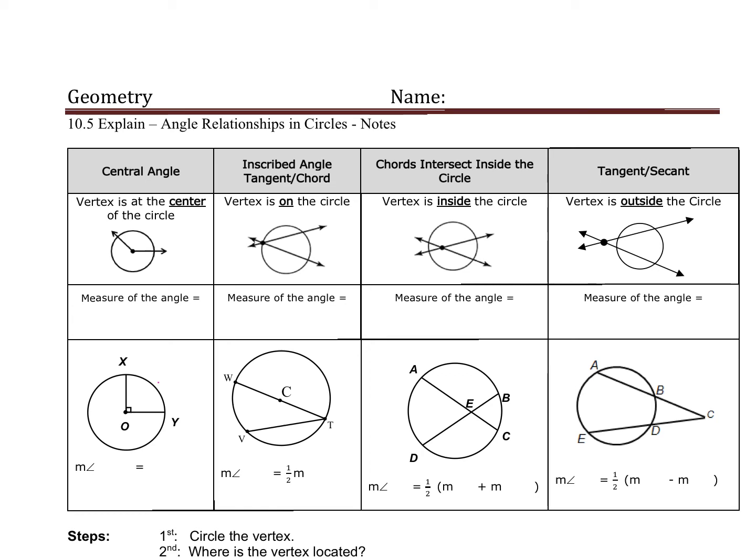All right, so today's lesson we're going to be talking about 10.4 and 10.5. The first thing we're going to talk about is a central angle. The vertex is on the center of the circle, so please circle the vertex. As you can see, it's on the center of the circle. Remember, the center of the circle is how you name the figure. The measure of the angle equals the central angle.